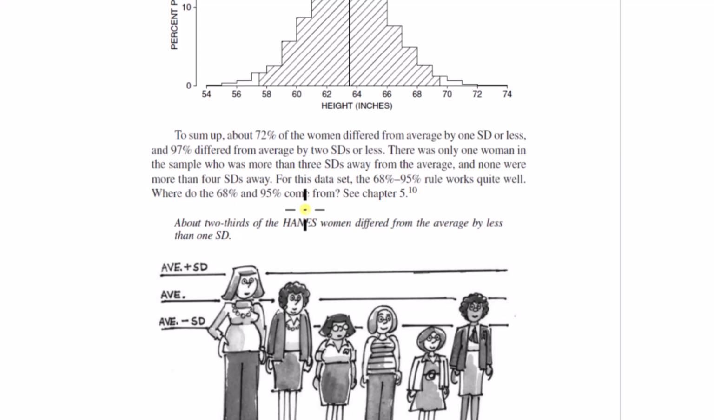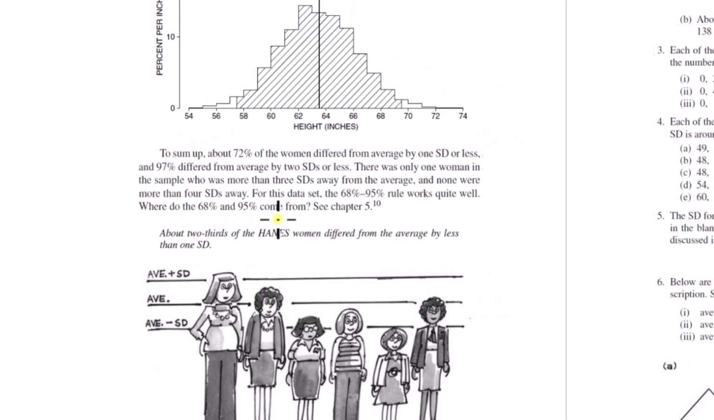Where do these numbers come from? They come from the normal distribution, which we're going to talk about in Chapter 5. Okay, now let's work some example problems.